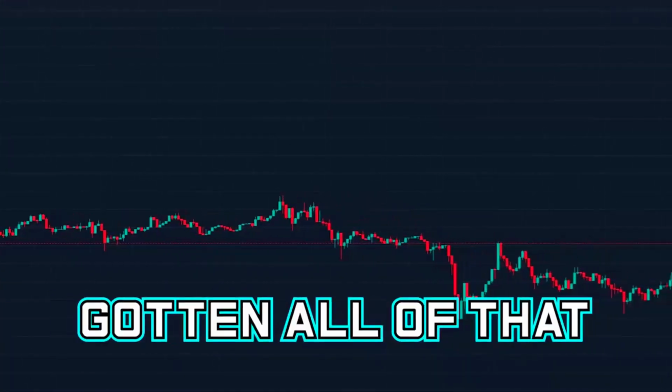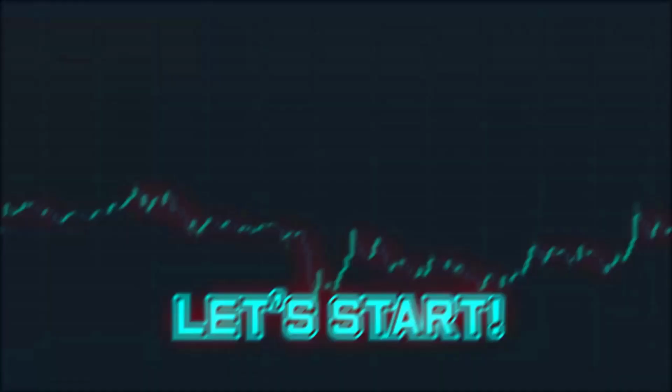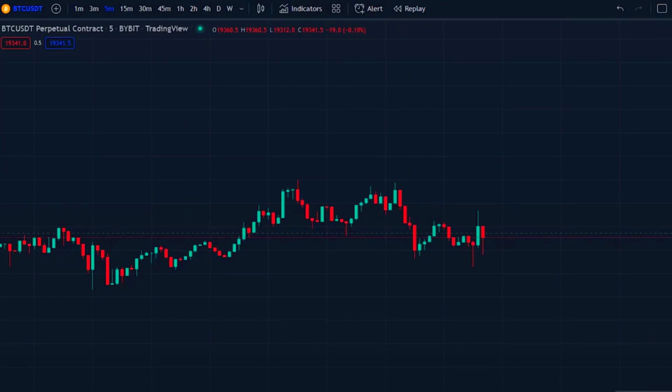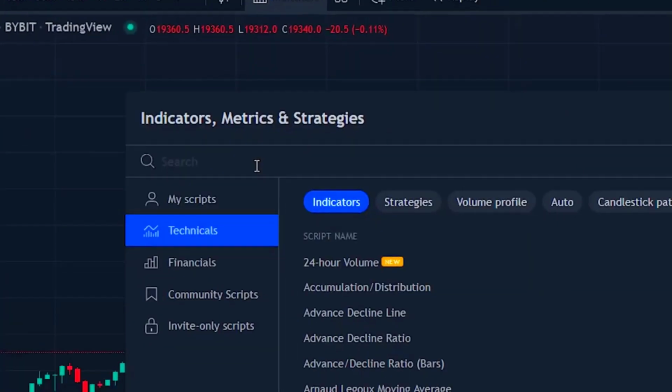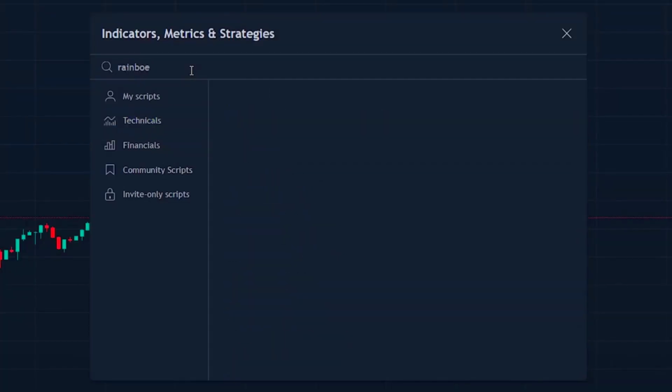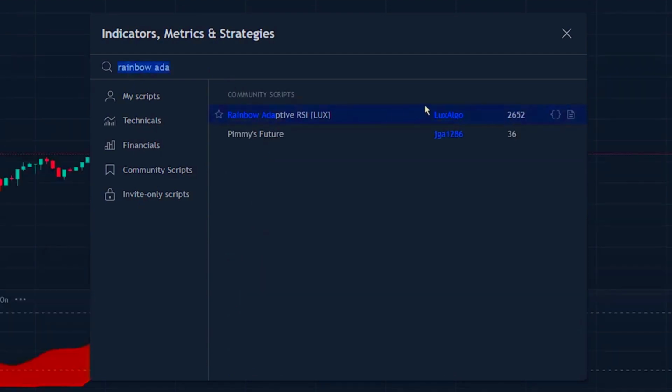Now that we have gotten all of that out of the way, let's start. First, let's change the time frame of the chart to the 5-minute time frame. After that, head over to the Indicator Search tab and search for the Rainbow Adaptive RSI indicator. Select the indicator made by LuxAlgo and add it to the chart. Now the indicator will be added to the chart.